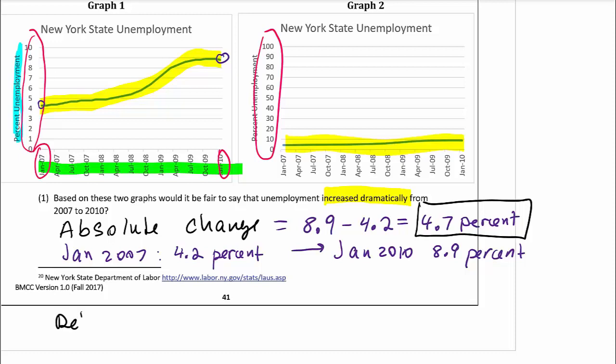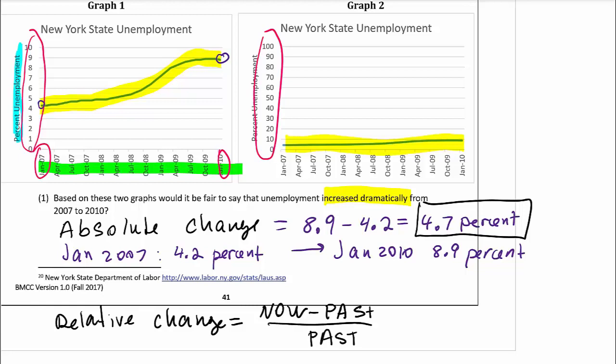Now, the relative change has the same kind of formula, the same way you calculate the relative change. You say now minus the past divided by the past, and then you multiply it by 100 to convert that into a percent. Correct? So take a moment and take these two numbers and calculate the relative change in those two, and then we'll review.